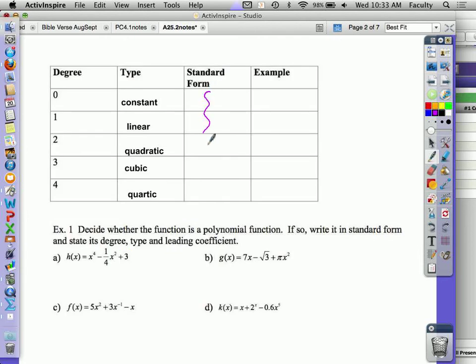I just wanted you to cross out the standard form. It's in your textbook if you want to look at it. But we've already looked at the first three of these up to this point.